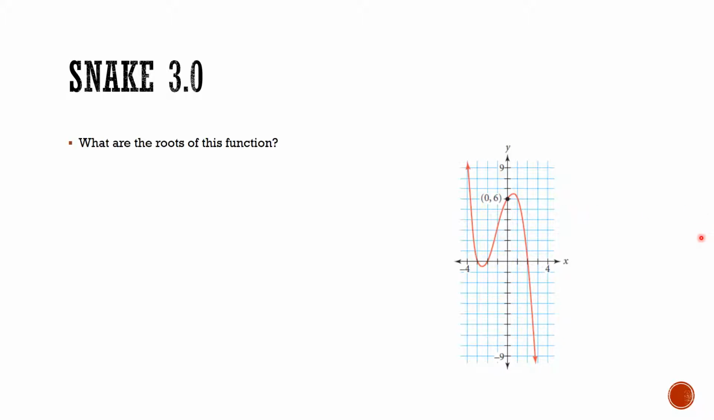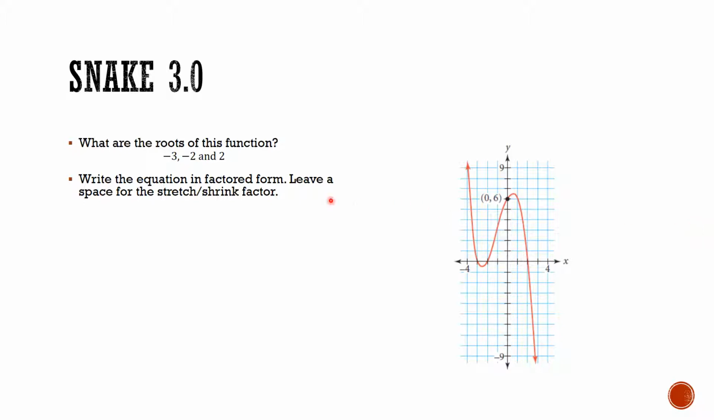So first you decide what are the roots of the function. So remember the roots are where you cross the x-axis. So that would be -3, -2, and +2. Now you write the equation in factored form. So remember that's like x minus r1, x minus r2. In this case there's 3 of them, so you'd also have an x minus r3. And then I say leave a space for the stretch shrink factor. So y equals a, that's my space for the stretch shrink factor. The -3 root becomes x plus 3, remember it flips. The -2 root is x plus 2, +2 is x minus 2.